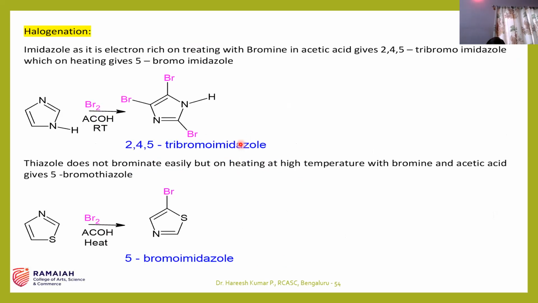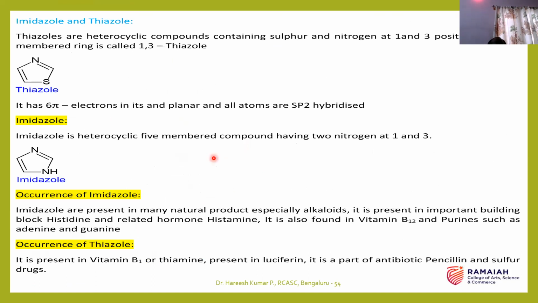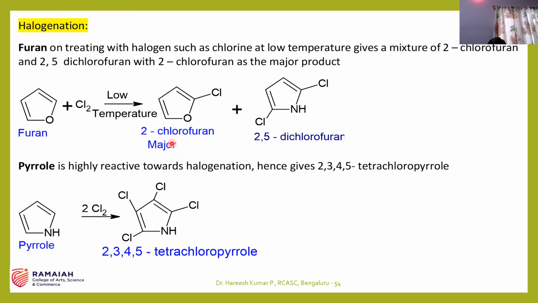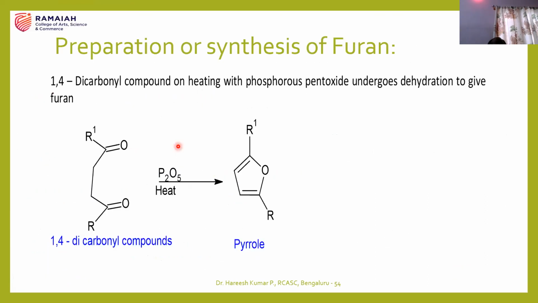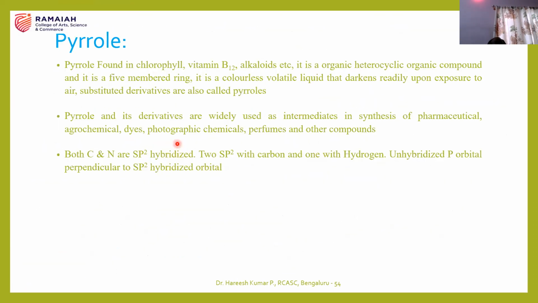If you are looking into pyrrole, where is pyrrole found? You know that pyrrole is found in chlorophyll. It's also found in vitamin B12. It's also found in alkaloids. It is a heterocyclic organic compound with a 5-membered ring, and nitrogen is the hetero atom. That's all. These are the things you need to mention as far as biological importance is concerned. It is found in chlorophyll, in vitamin B12, and also in alkaloids. So these are the points you can mention with respect to the importance of pyrrole and pyridine.